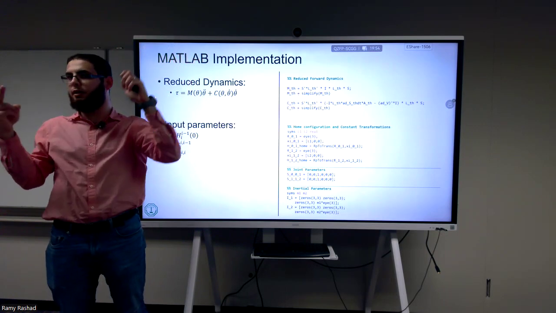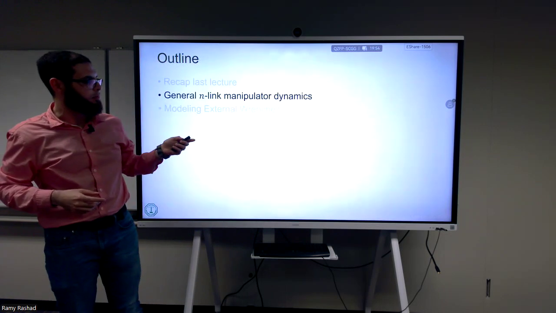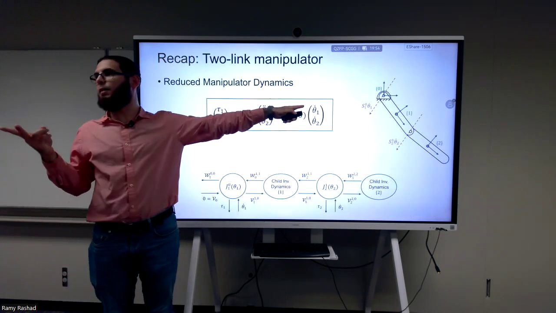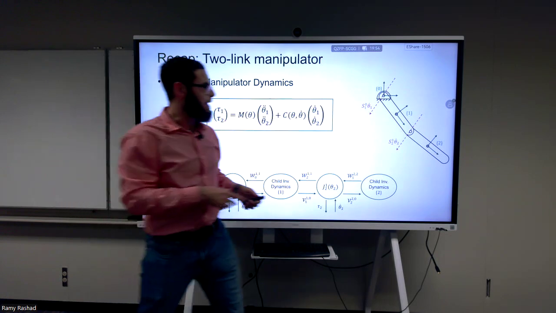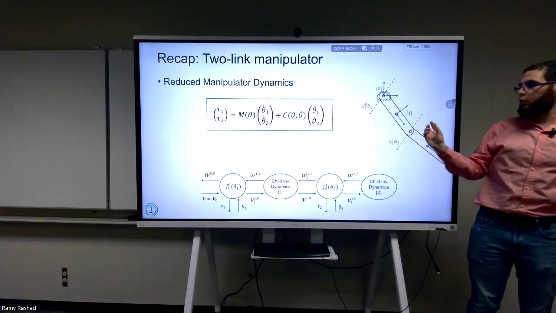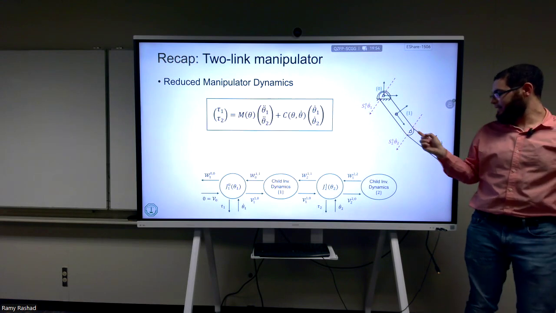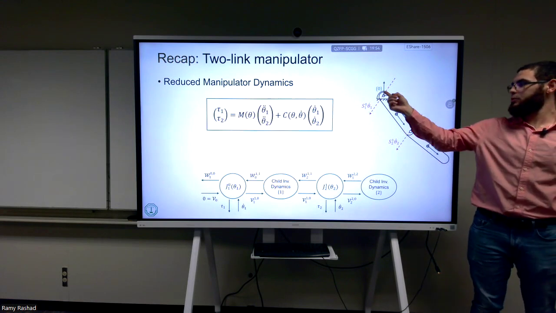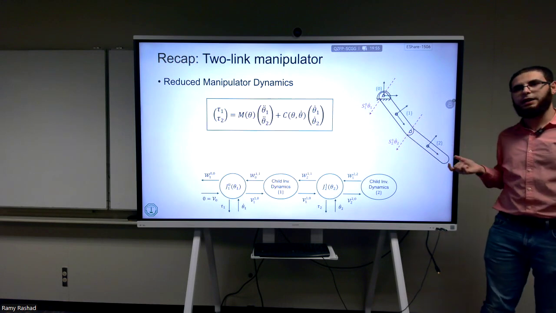The two-link manipulator is different from the double pendulum. The difference is that in the double pendulum, the link is massless, so it doesn't have any inertia, and the center of mass is not in the center, it's at the end of the link. The second link is the same. So you have a massless link and a point mass, a massless link and a point mass.